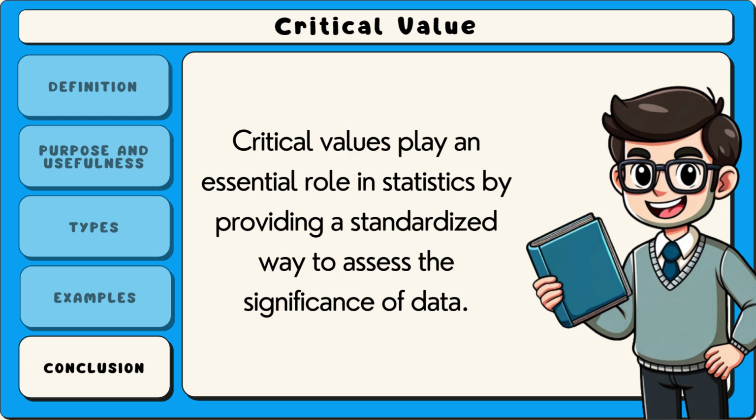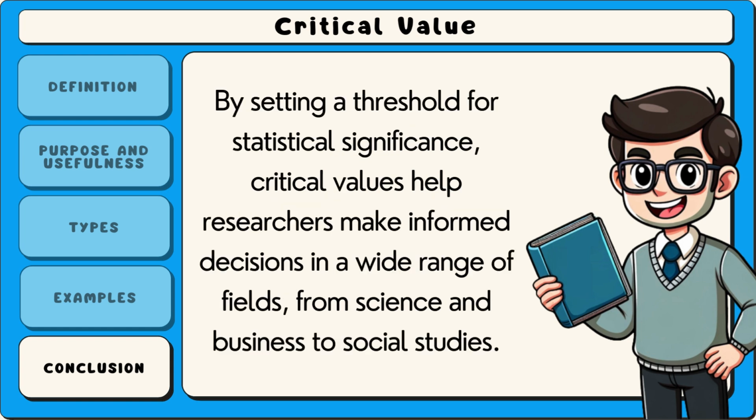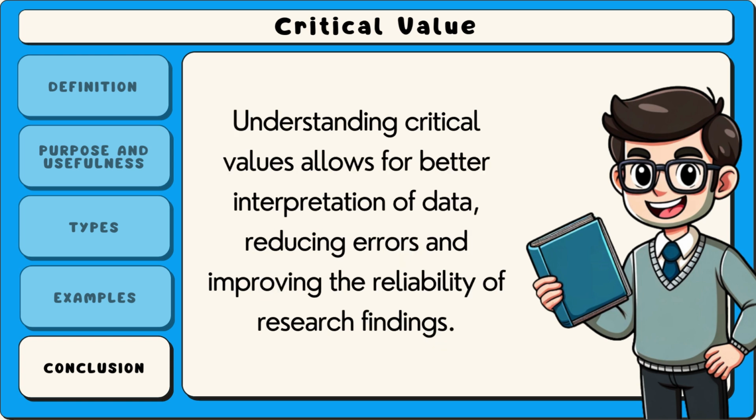Critical values play an essential role in statistics by providing a standardized way to assess the significance of data. They ensure that conclusions are based on objective criteria rather than subjective interpretation. By setting a threshold for statistical significance, critical values help researchers make informed decisions in a wide range of fields, from science and business to social studies. Understanding critical values allows for better interpretation of data, reducing errors, and improving the reliability of research findings.